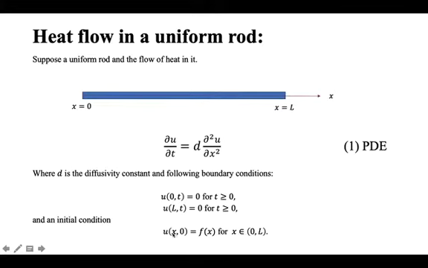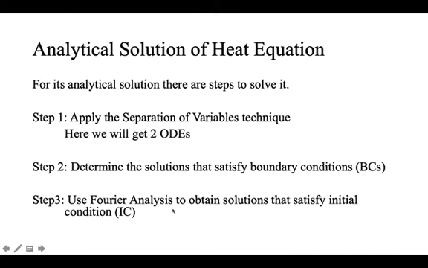As I said, this initial condition says what the behavior of the heat flow in the rod is. So this is some sort of function f of x. As I said, this function may comprise a sine function or something, suppose in this shape. So these are three steps that we will complete here to get the analytical solution of the heat equation.